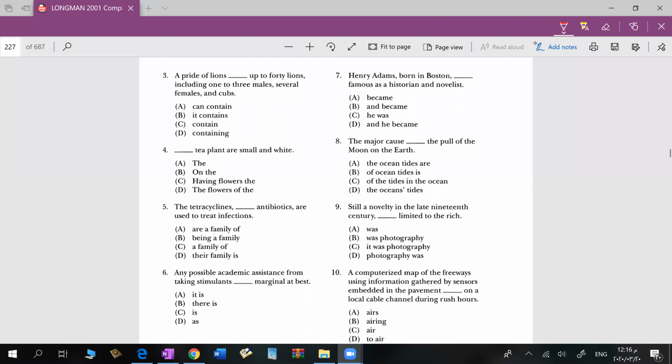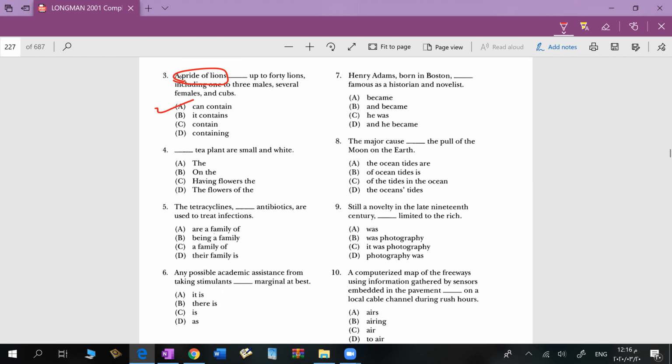Okay, number 3: a pride of lions, up to 40 lions, including one of the 3 males. A pride of lions is a subject. We need a verb here. What verb can we add? Can contain? It must be contain, contained... no, "contains" doesn't work. Can contain. We cannot add just "contain."